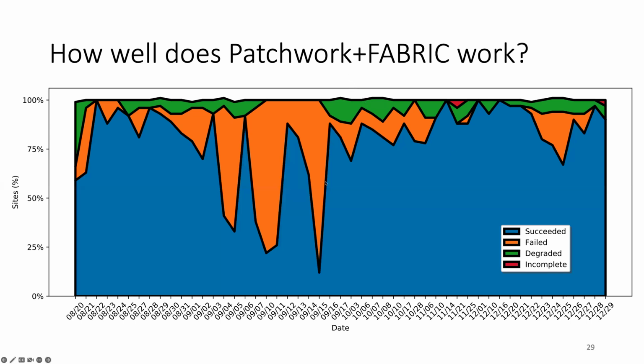So how well does it work? Here is some data about Patchwork working on FABRIC over time. This starts in late August and runs until late December. Blue is good in this case, and it mostly works well. Where you're seeing these dips of orange, orange are failures.